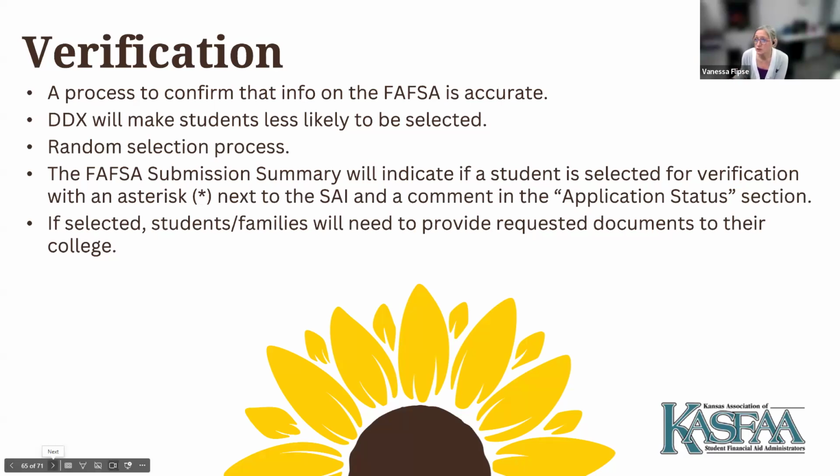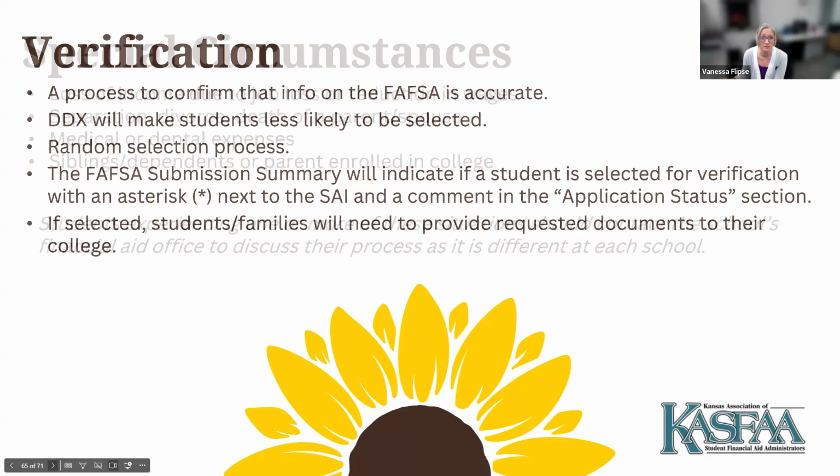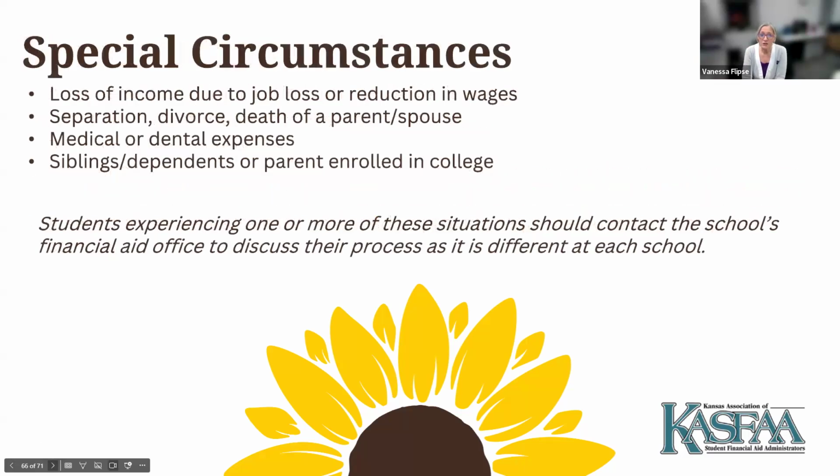If that happens, just make sure you get your documents to them as quickly as possible so that your file can be processed and you can be packaged as quickly as possible. Additionally, if you have special or unusual circumstances that occur in your family, the information you've provided may not actually be accurate anymore. So if there's a loss of job in your household, we know that 2 years prior in tax information is not always the most accurate.